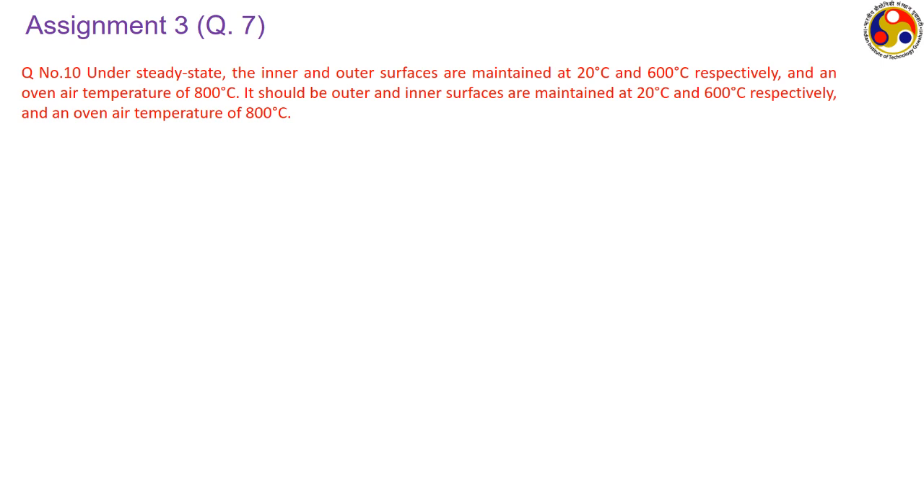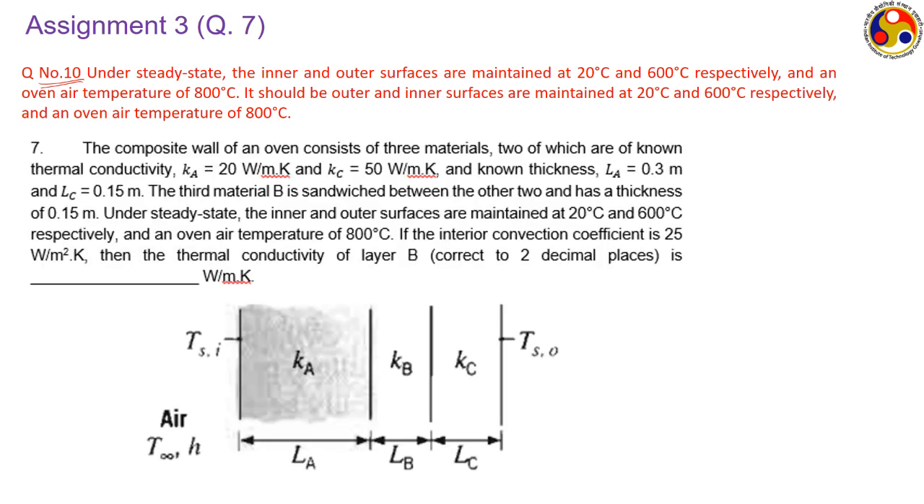And this is another comment that I received, again 2 or 3 different versions of the same comment. It mentions assignment 3 question number 10, but as per my record, it is actually question number 7. A part of the problem statement is given, and this is the problem that I was talking about. A composite wall of an oven consists of three materials, two of which are of known thermal conductivity. So this Ka and Kc are given, and thicknesses La and Lc are also given. The third material B is sandwiched between the two and has a thickness of 0.15 meters.